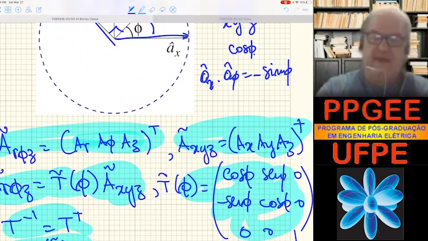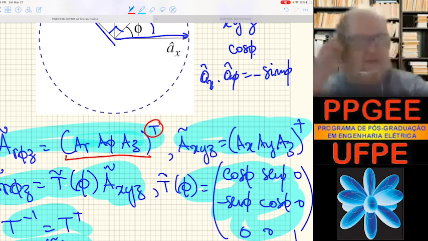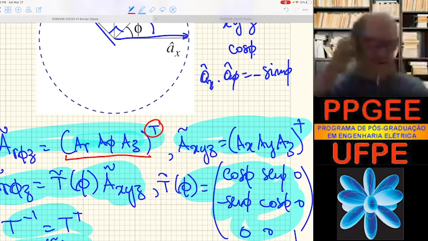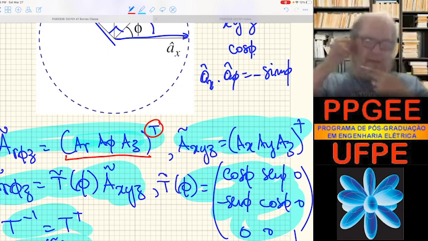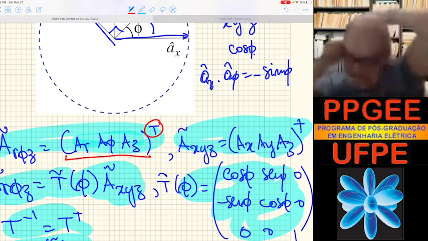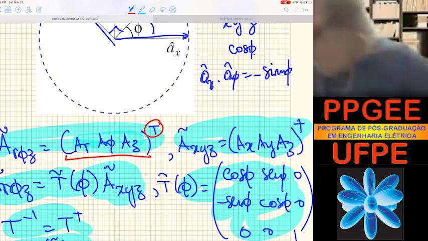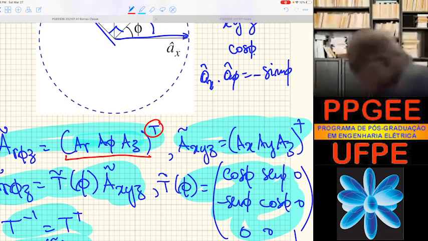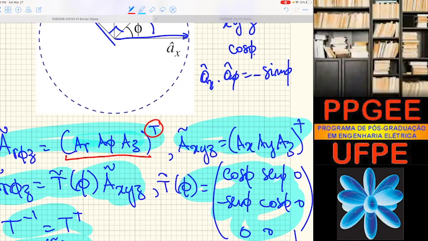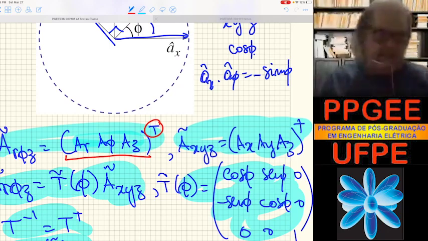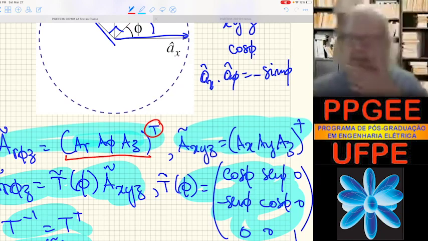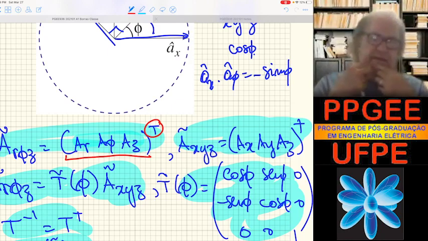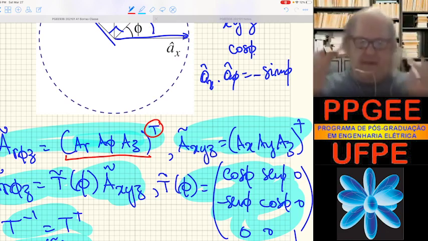So I'm just writing here to make it a simpler notation. A R phi z, I put a transpose just to put the notation horizontal. I don't need this one, in fact. Just need that one. Okay, so that's what we have.